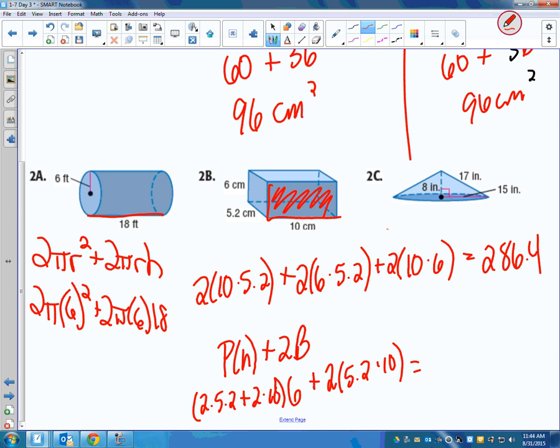I would recommend on the test that you show me what you're plugging in your calculator. Show me this step. Because if you get it wrong and you don't show any work and I don't know where it came from, you're going to lose all your points.